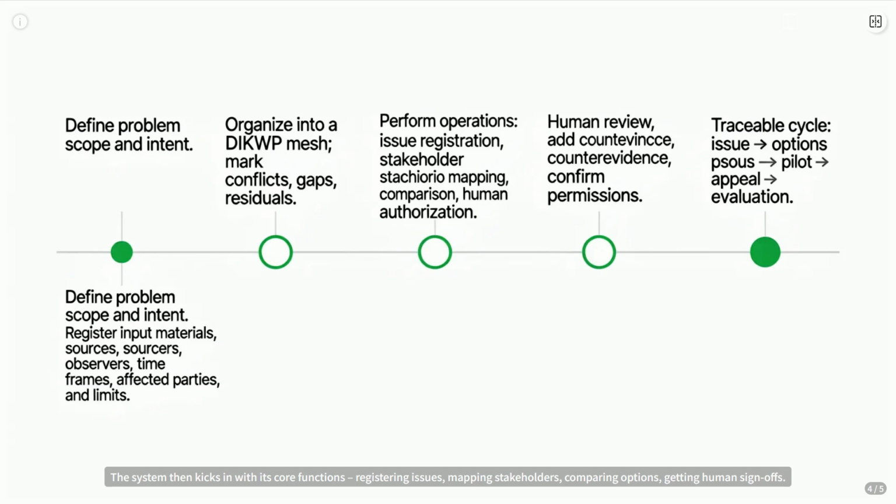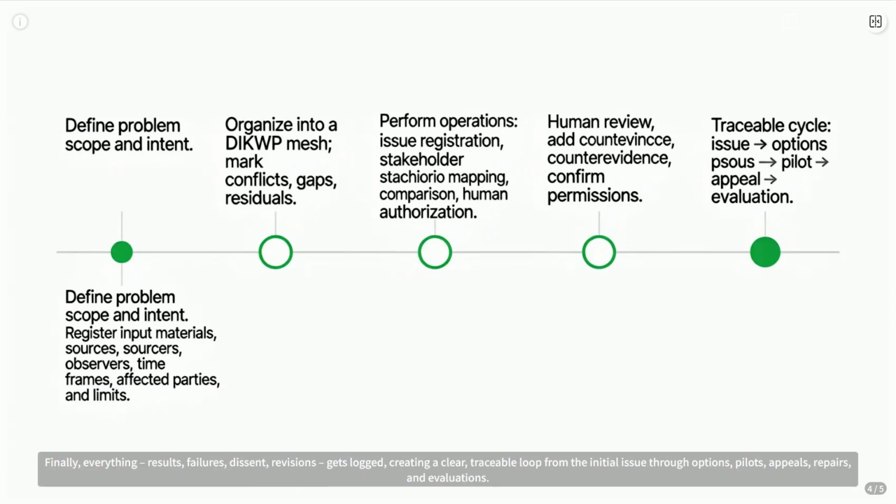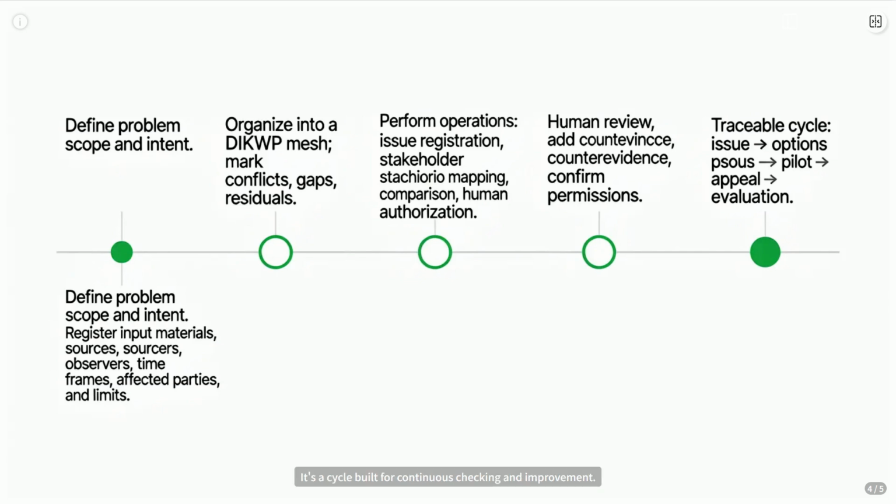Humans then review these outputs, add counter-evidence if they disagree, correct assumptions, and formally confirm permissions and stop conditions. Only after hitting agreed-upon thresholds can experiments or actions proceed. Finally, everything, results, failures, dissent, revisions, gets logged, creating a clear traceable loop from the initial issue through options, pilots, appeals, repairs, and evaluations. It's a cycle built for continuous checking and improvement.